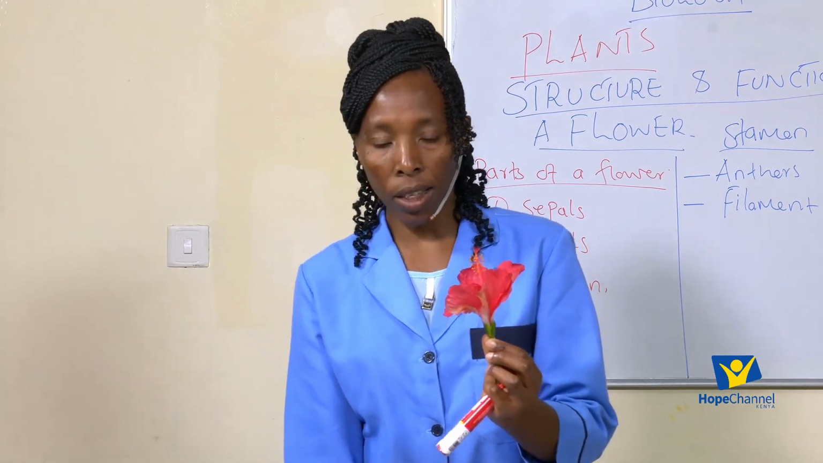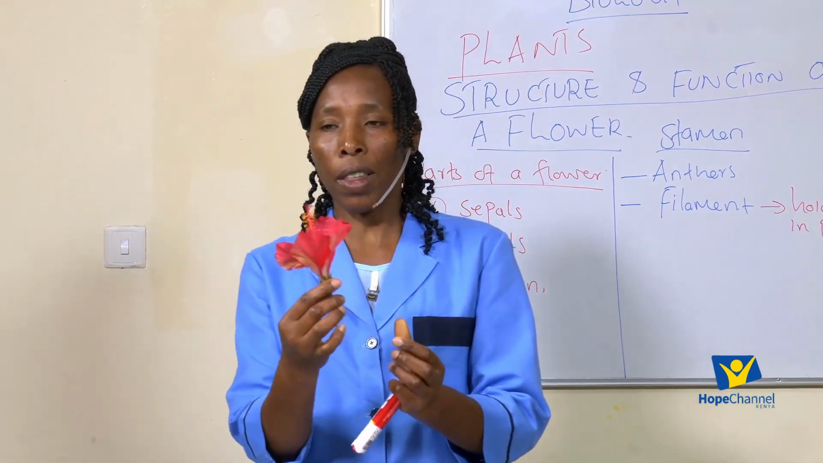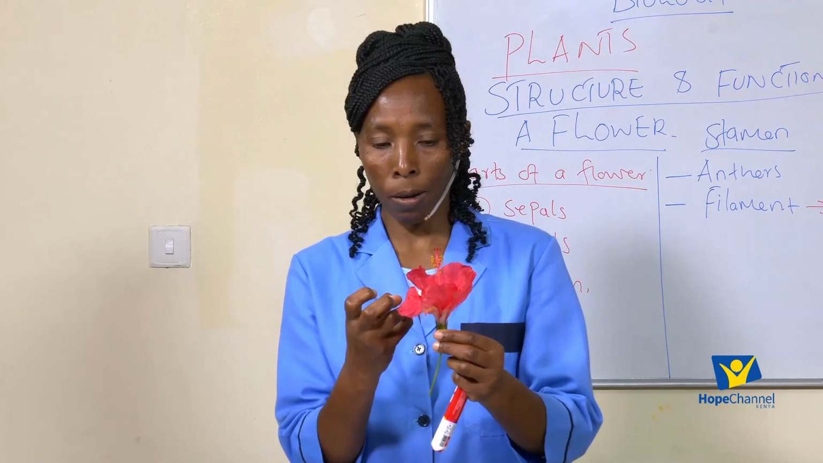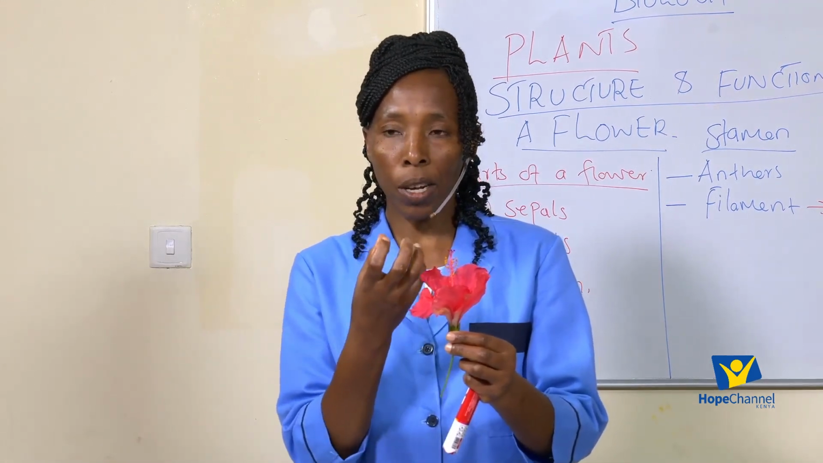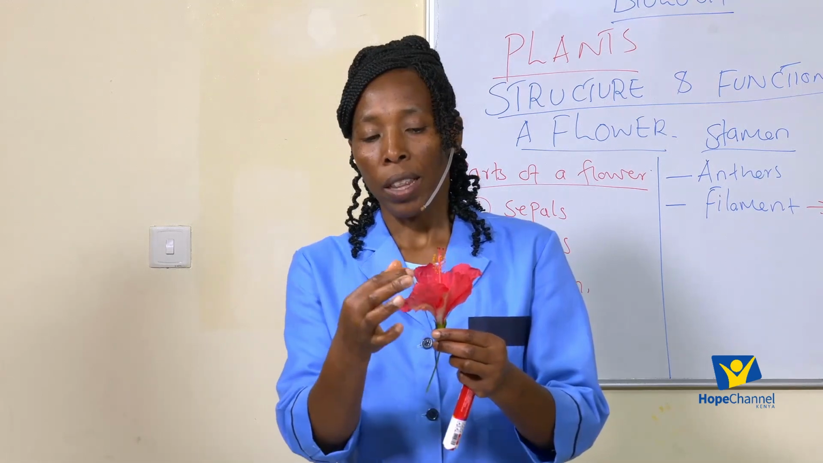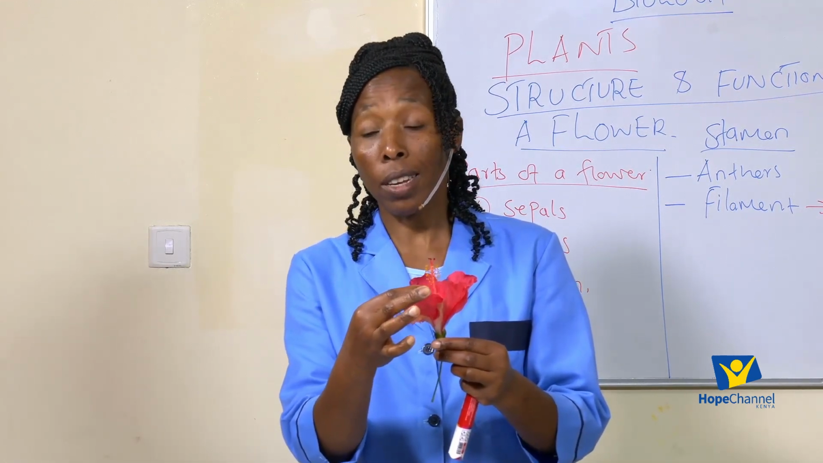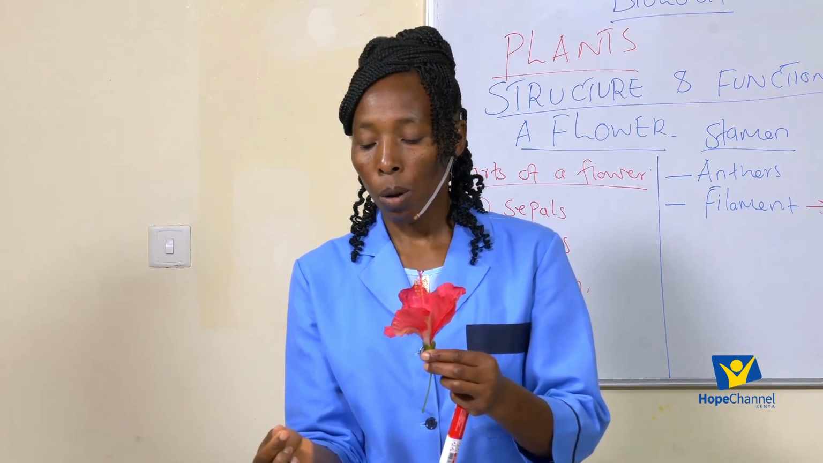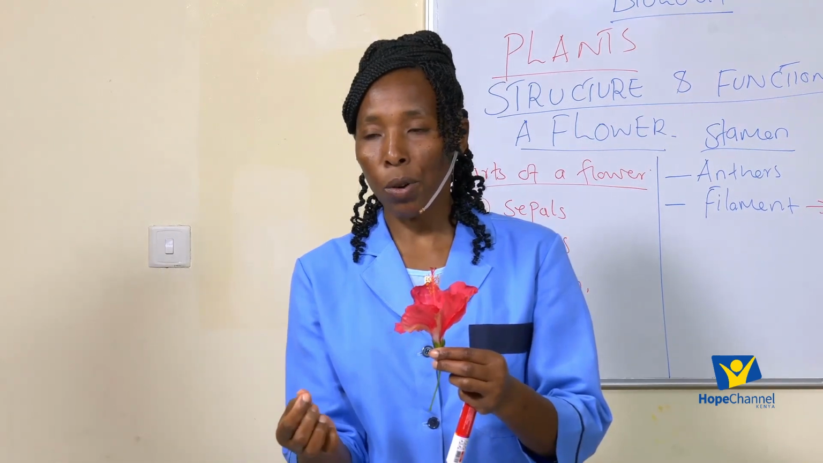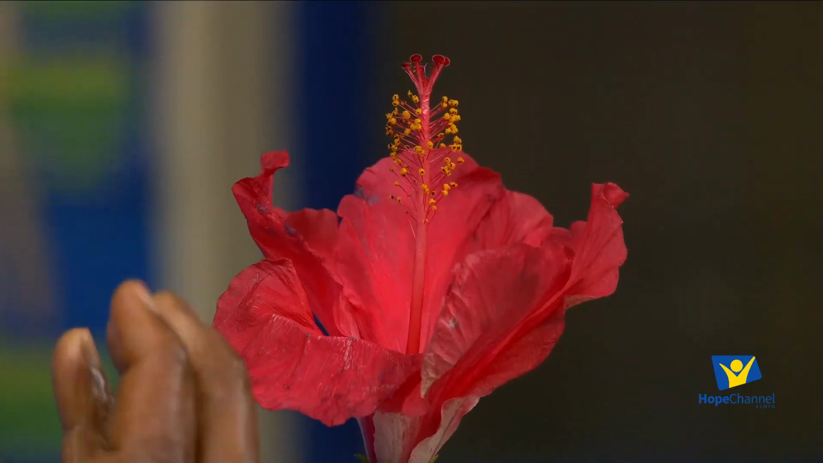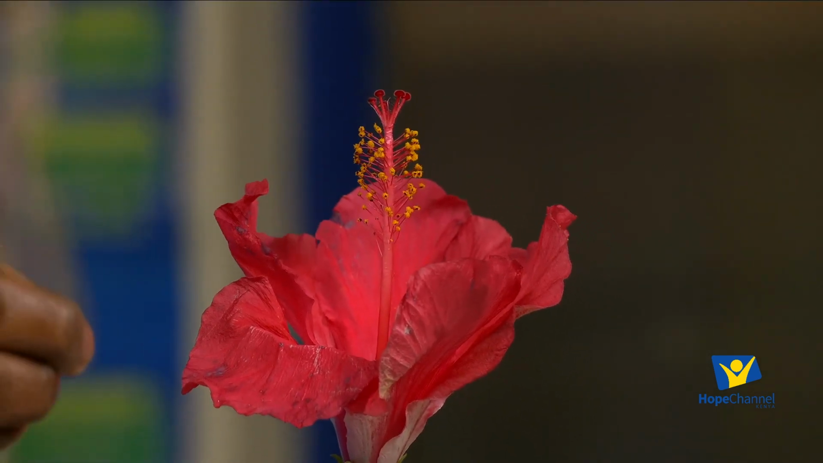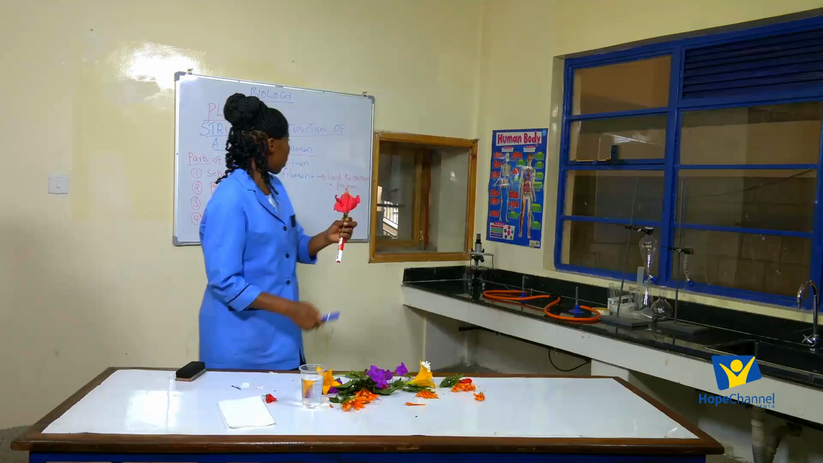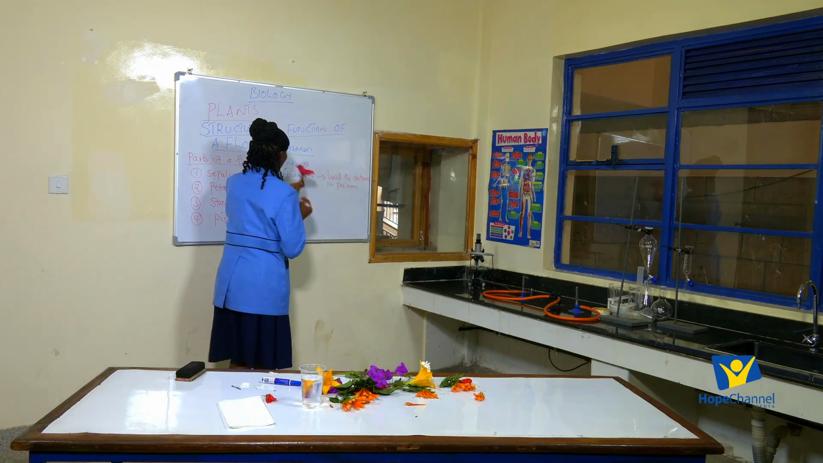And usually you find that, especially for this flower, now that the petals are colored, we can say this flower is pollinated by insects. So you find that those flowers that are pollinated by insects, what happens? Their pollen grains are usually sticky. If you take and hold one, you realize that they produce a sticky substance. Why are they sticky? So that they are able to stick or attach themselves to the body of an insect.